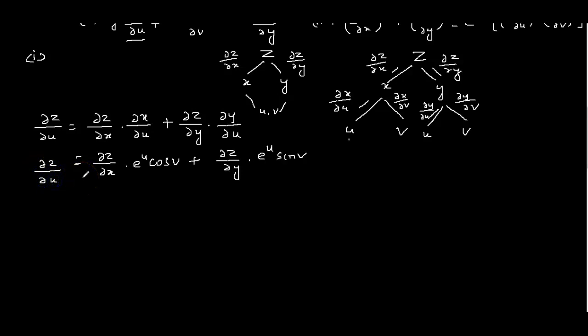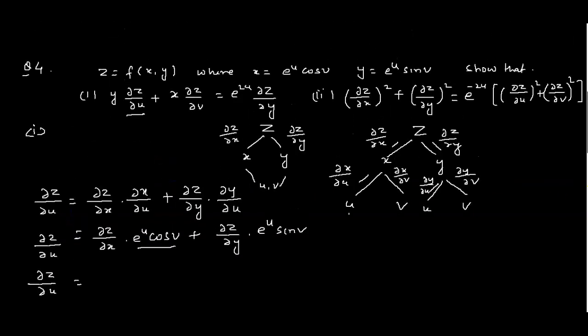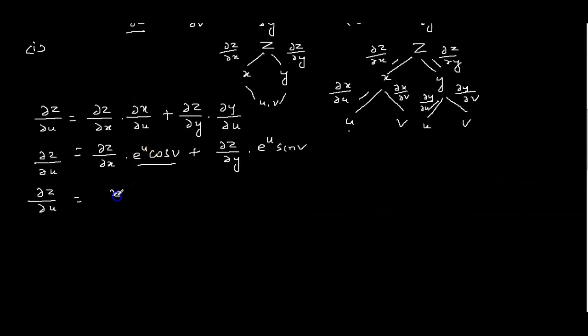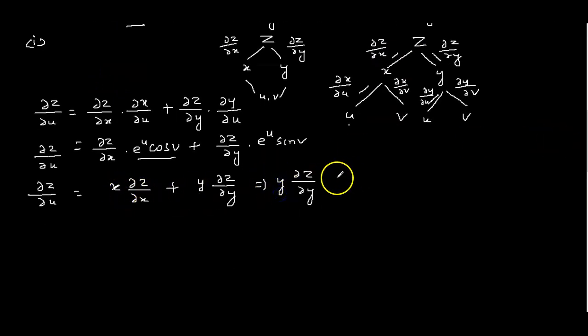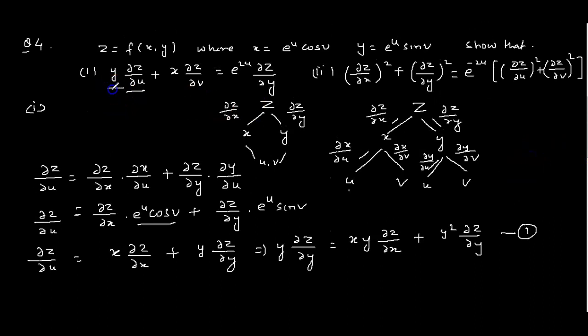Now we can write this del z by del u is equal to, this is just the same as x only. So in the place of this one is x. So x into del z by del x, plus this one is just y. So y times del z by del y. So we can write here del z by del u is equal to this, and now, as in the question, we have to multiply by y. So I will multiply this one by y here. So I will get xy del z by del x plus y squared del z by del y. This is the first part. First part means this one here, this part.